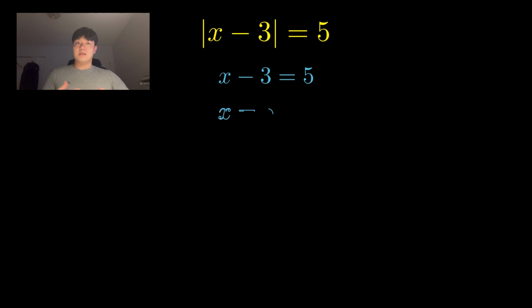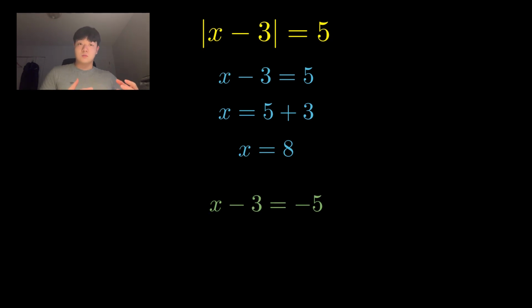You move the negative 3 to the other side, or you add 3 on both sides, and then x is equal to 8. X minus 3 is equal to negative 5. You move the negative 3 to the other side so it becomes positive, or you add 3 to both sides. So x will be equal to negative 2.